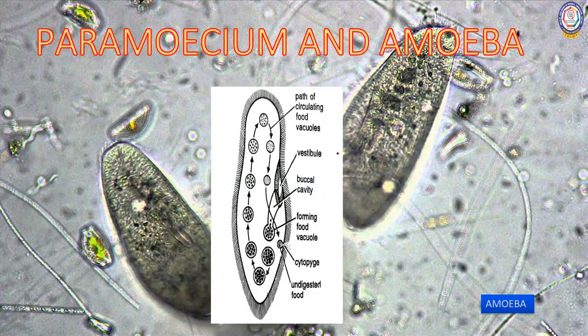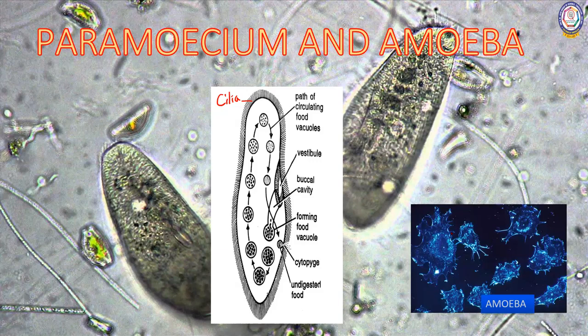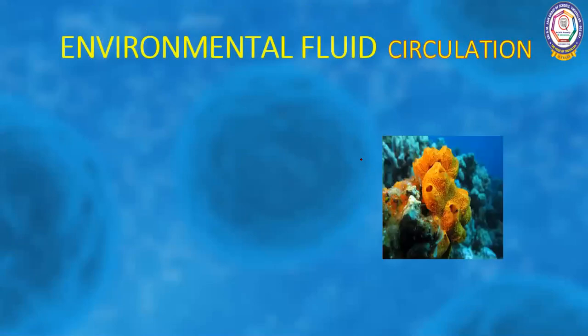Here is a paramecium, which is slipper shaped. It has cilia all over the body. This you call cilia. And see how the circulation takes place and how the food gets digested here. And here, amoeba, which is irregular in shape, the same way, circulation takes place inside the cell. So that is intracellular circulation. Now we'll move to the environmental fluid circulation.